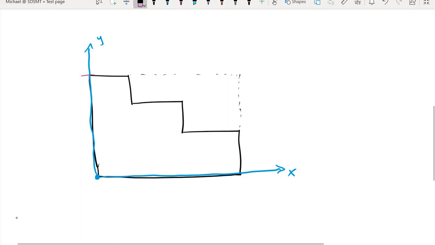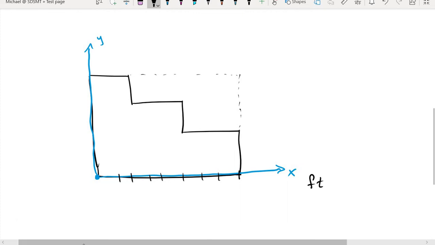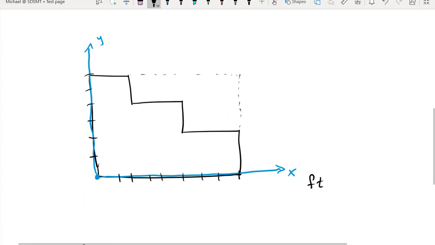Let's see here. Clean this up a little bit. We'll say that this thing is 8 units long. So maybe we could say feet. So this is 8 feet long, and 6 feet high. So an 8 by 6 piece of sheet metal. It's been cut, and now what we need to do is get measures of every side of the remaining sheet metal.